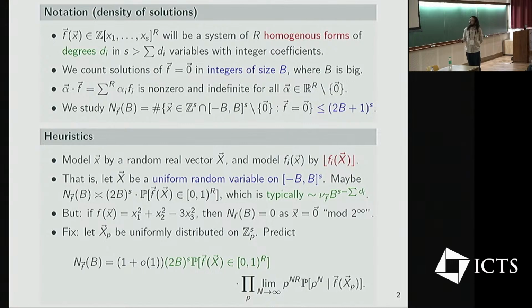So this can't be quite right because we could have a p-adic obstruction. For example, this polynomial doesn't have any non-zero integer zeros because all the variables would have to be congruent to 0 mod 2, and then mod 4, and then mod 8, and so on. So we fix that by repeating this same construction over Z_p for each p as well as over R, and we get this prediction. And so when the circle method works, this is typically the answer that it's going to give you for the number of zeros of these forms.